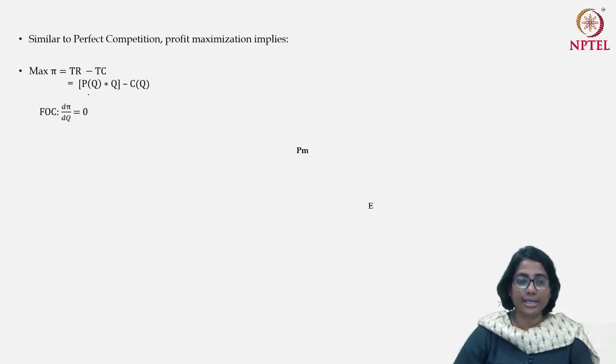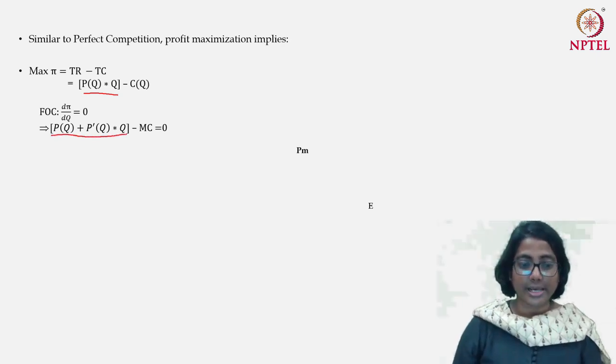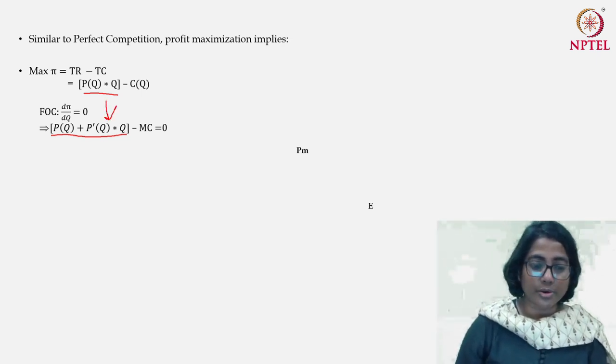The first order condition says that I have to put dπ/dQ equal to 0, because Q is the choice variable here. If I do that, from this term P(Q) multiplied by Q, I get this particular expression. How I get it is explained in the previous slide. You can just go back and check. And so this is what originates, this is what you get here.